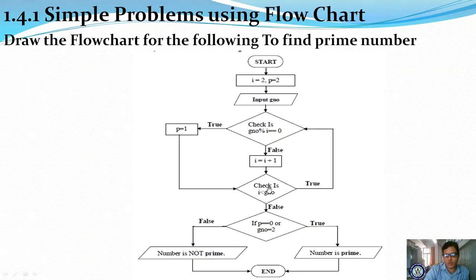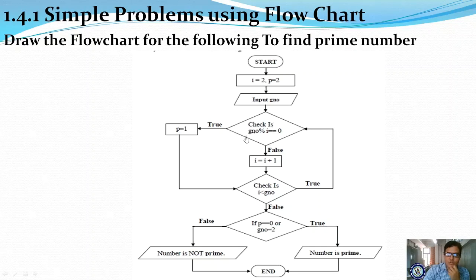It is checking one more decision. I less than G number. I'm checking, so 3 less than 9. Whether the condition is true. If it is true, it will come to this condition. If the condition is true, once again I am processing.